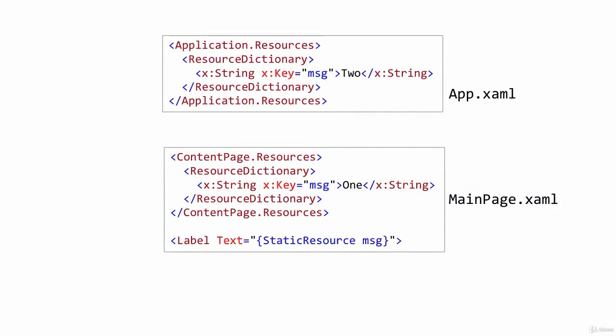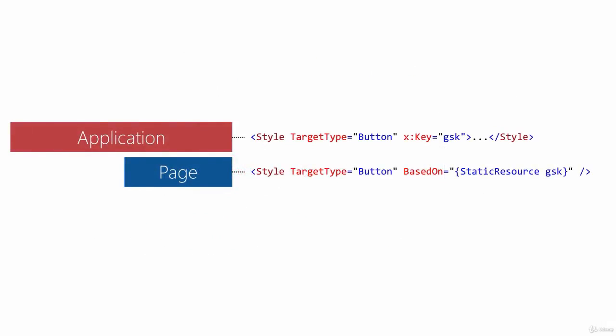Each resource dictionary is independent, which means that the same key can be used in more than one dictionary. Having the same key in multiple dictionaries on the search path will not cause an error. The resource associated with the first matching key on the path is the one that's going to be used. Let's take a look at some basic guidelines for global styles.